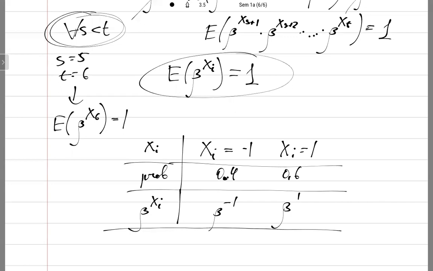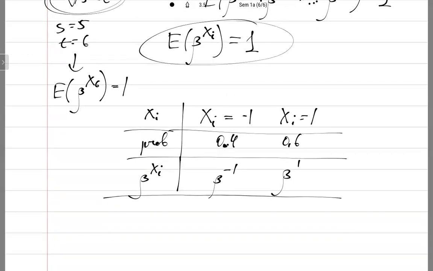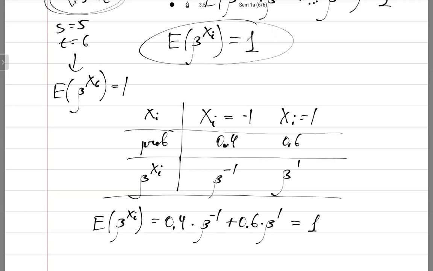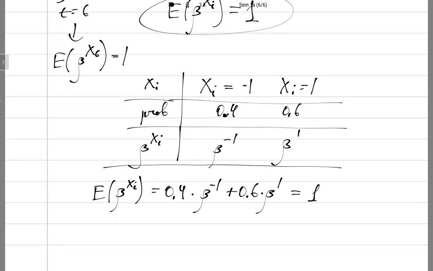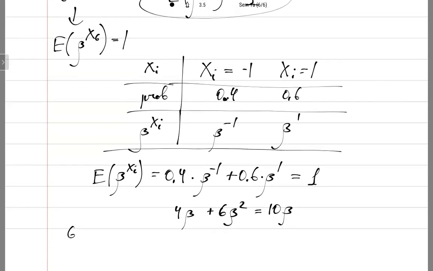If xi is -1, beta to the power xi is beta to the power -1. And the expected value of beta to the power xi is 0.4 times one value plus 0.6 times the other value, and it should be 1. Or I can multiply by 10 beta, and I obtain 4 plus 6 beta squared should be equal to 10 beta. It's a quadratic equation.